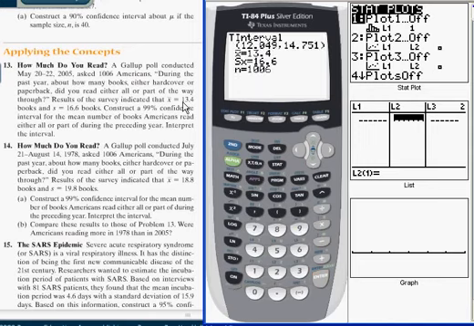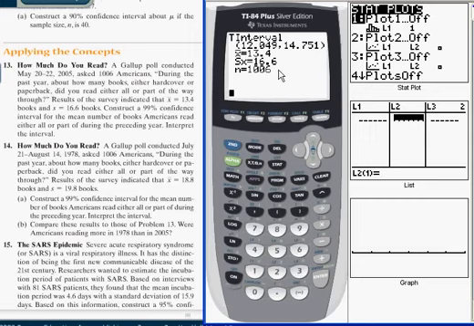And there's your confidence interval, 12.049 to 14.751. And we can say we are 99% confident that the population mean number of books read in the past year will fall within that interval. And then it gives you the data that we had input.